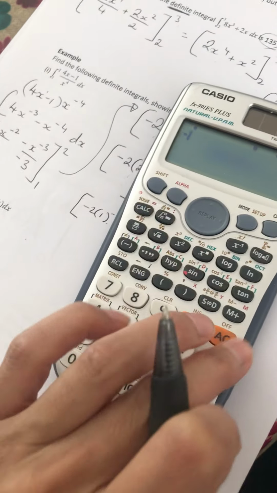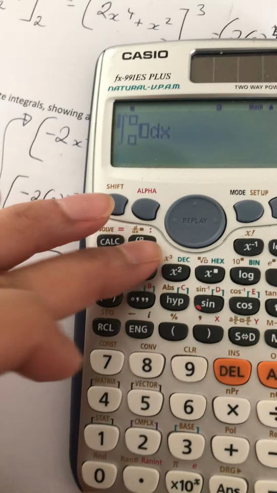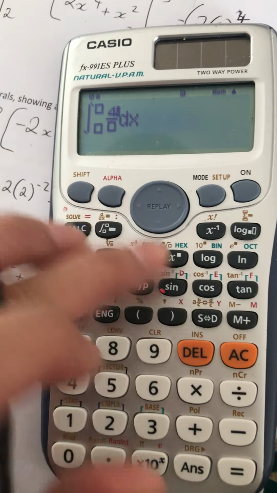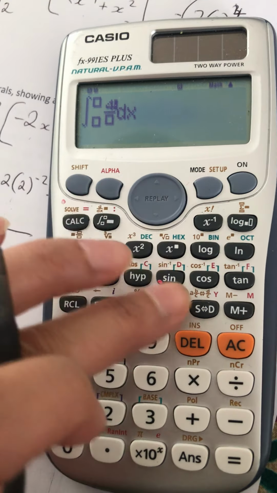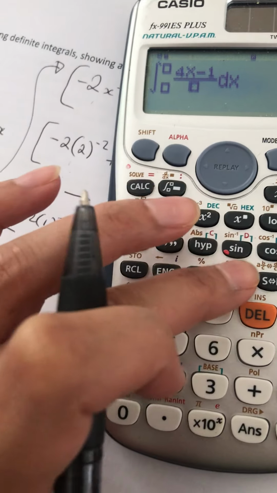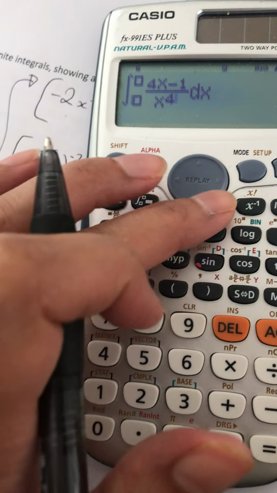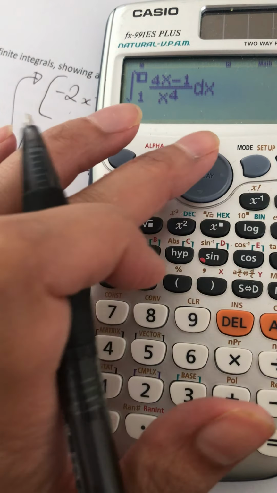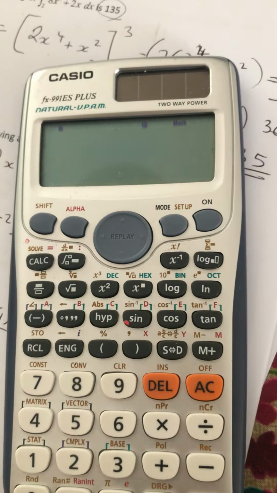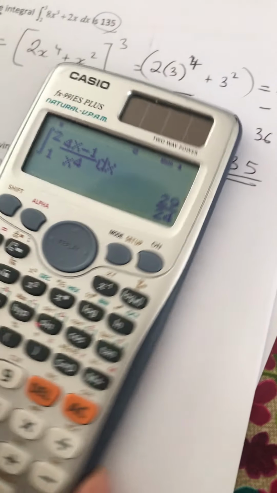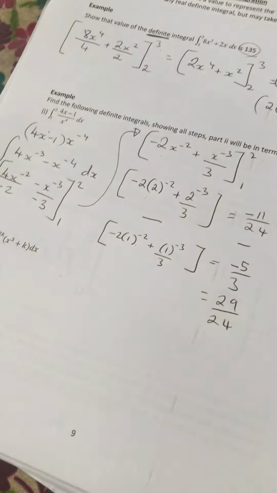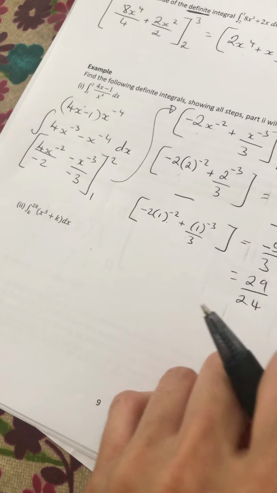And if you wanted to, you could check on your calculator, have I done it right? So I'm going to try and use my button here. 4, what am I doing with it? I need an x. x minus 1 over x to the power 4. My limits are 1 and 2. Thinking about it, 29 over 24, which is what I got, what I've shown in my working. Okay, so that can be your check. Right, let's do another one. I'm just checking if there's any more.